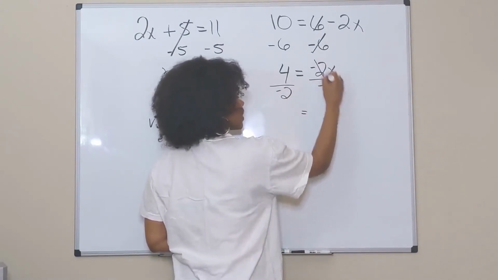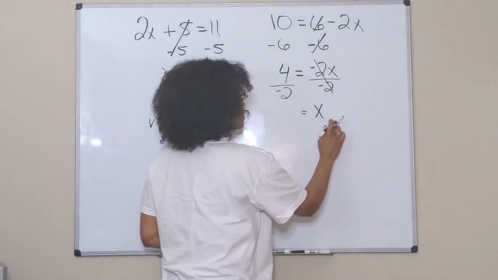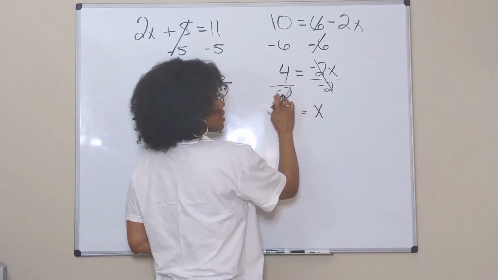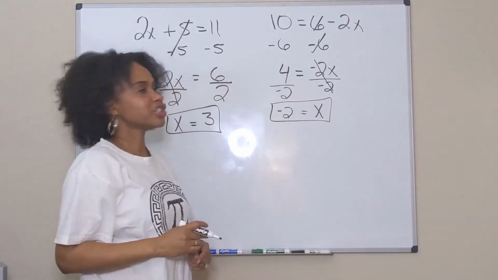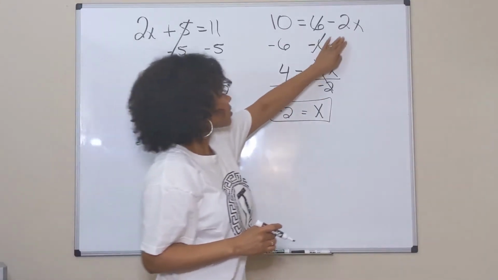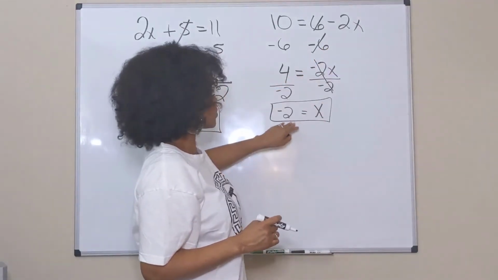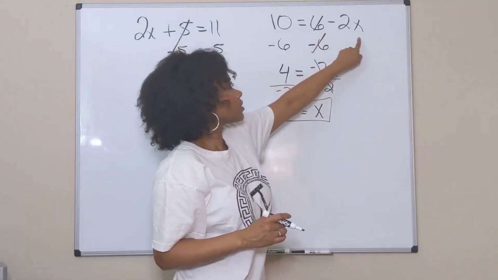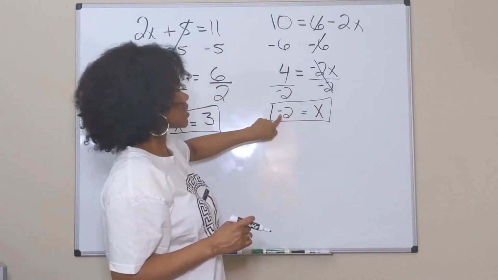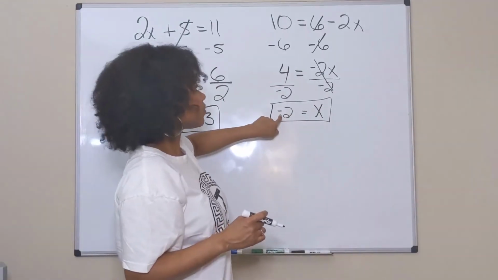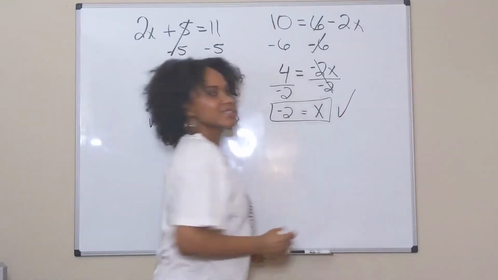My negative 2 cancels out. In this case, on my right-hand side, I bring down my x. 4 divided by negative 2. x is negative 2. Let's check it. In this case, I wanted to do order of operations first, so I multiply negative 2 times x. x is negative 2, so negative 2 times negative 2 is a positive 4. Positive 4 plus 6 gives me 10. So that equation checks out as well.